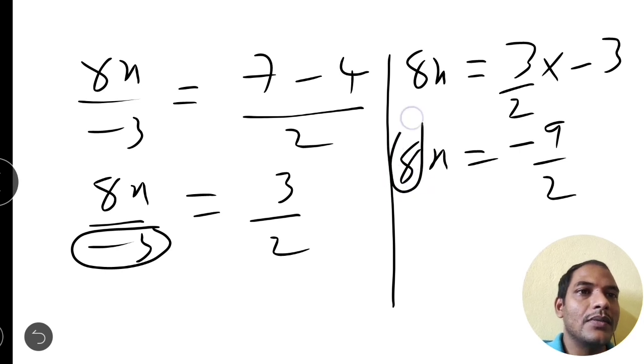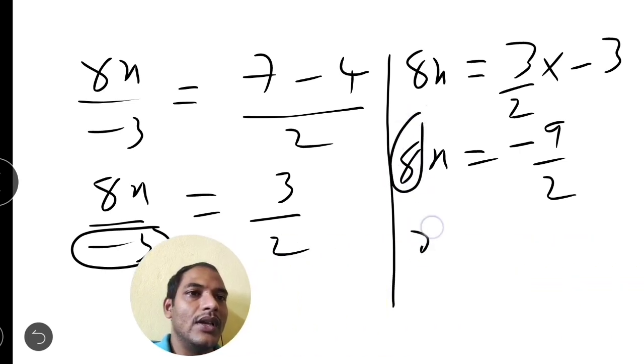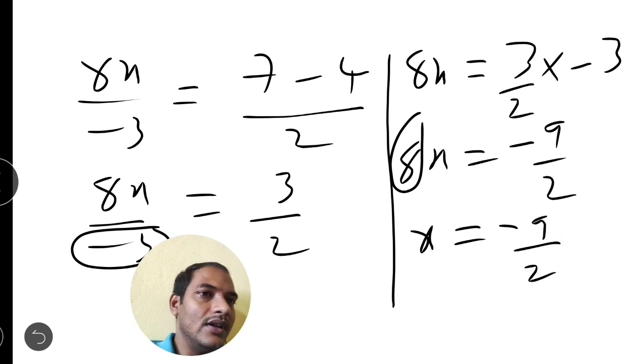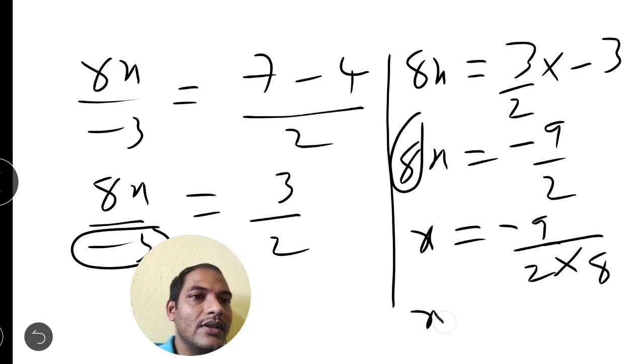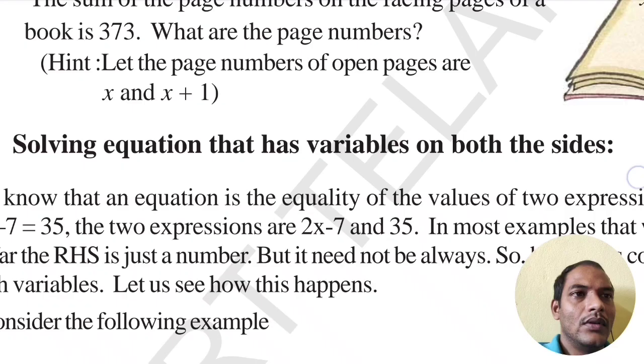Now 8 is transposed to the RHS. So then x equals minus 9 by 2. 8 is multiplying with the x, so it will go to the denominator. But in the denominator we already have a number, so it will multiply with that number. So then x equals minus 9 divided by 8 2s are 16. So minus 9 by 16 is our required answer.